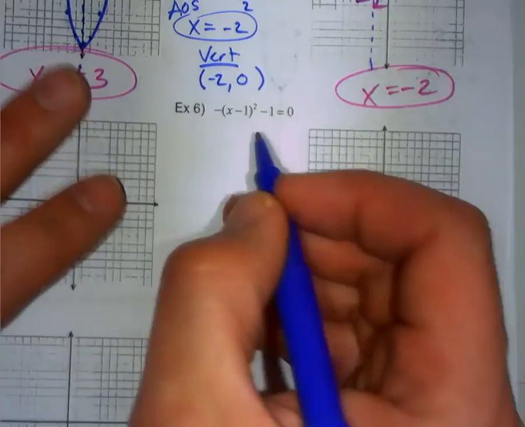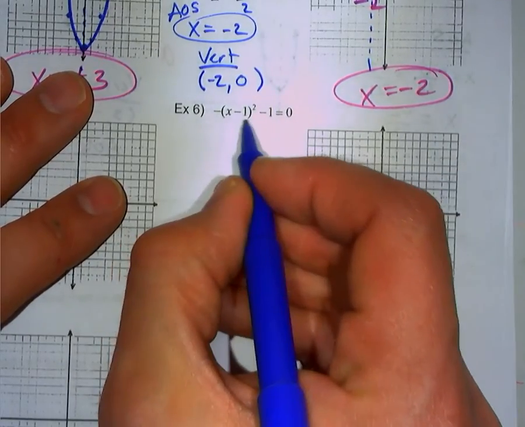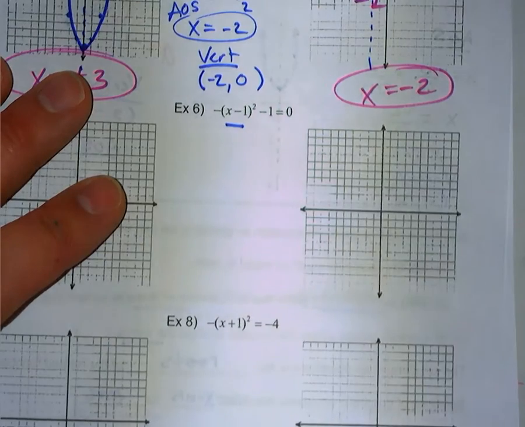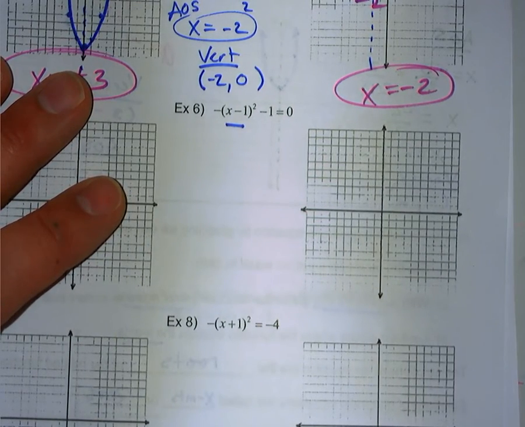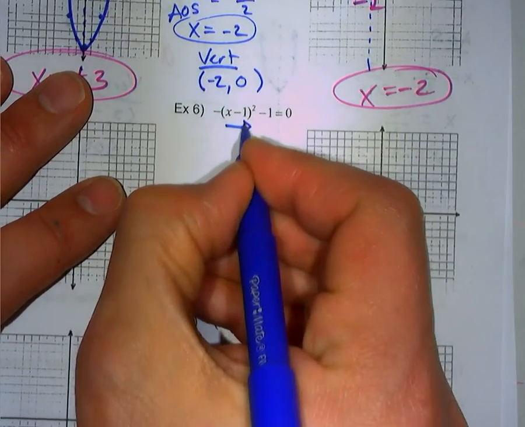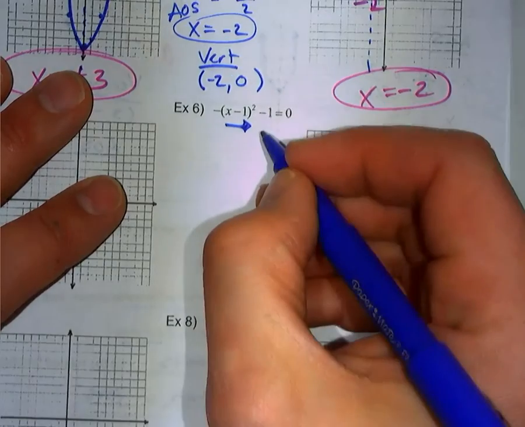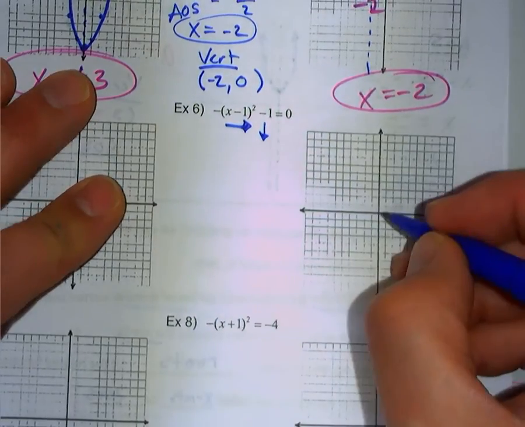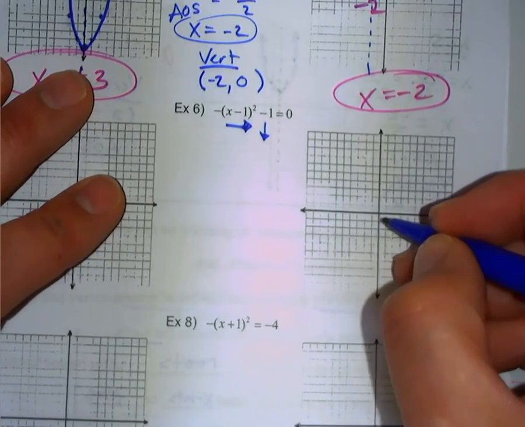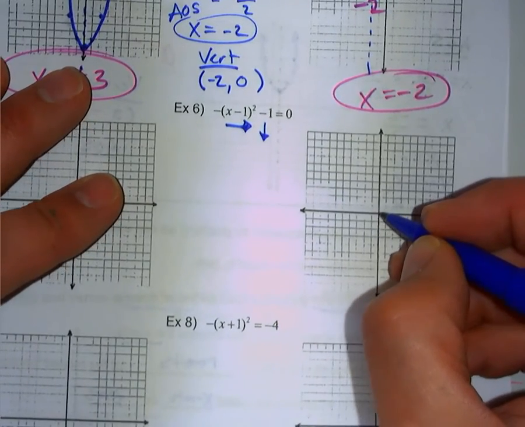And I take a look at my vertex. X minus 1 is moving this left or right. Which way? You see x minus 1, it's opposite of what you see, so it's going to the right. And this minus 1 over here is moving it down. So my vertex normally starts at 0, 0 for y equals x squared, and now it's going to the right 1 and down 1.